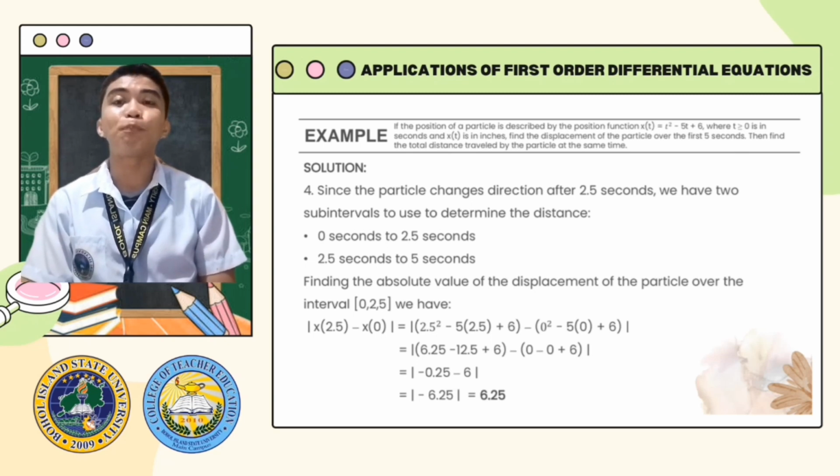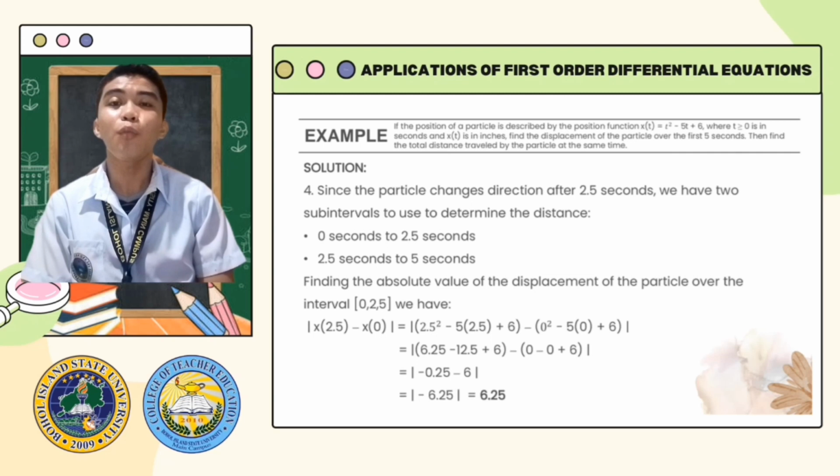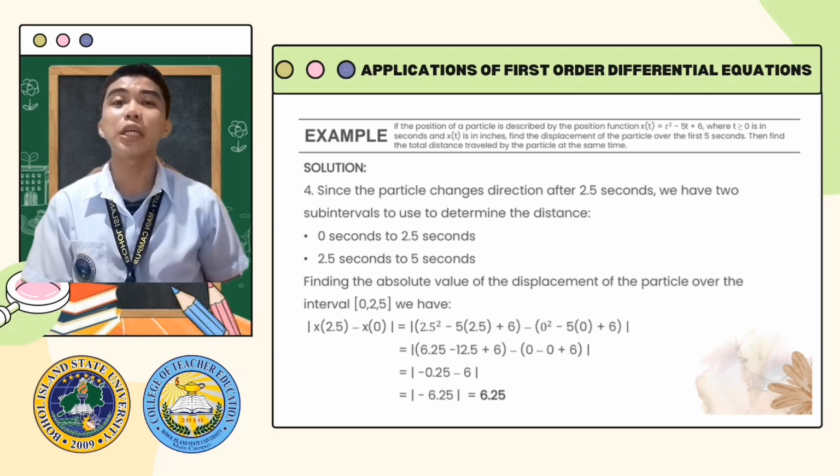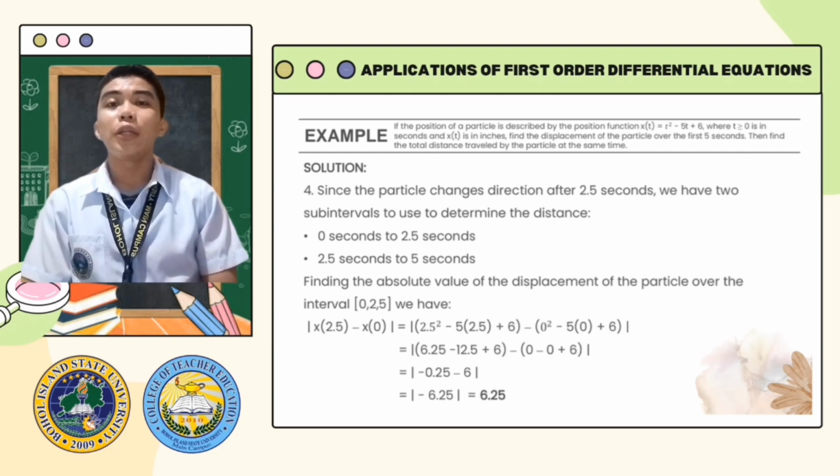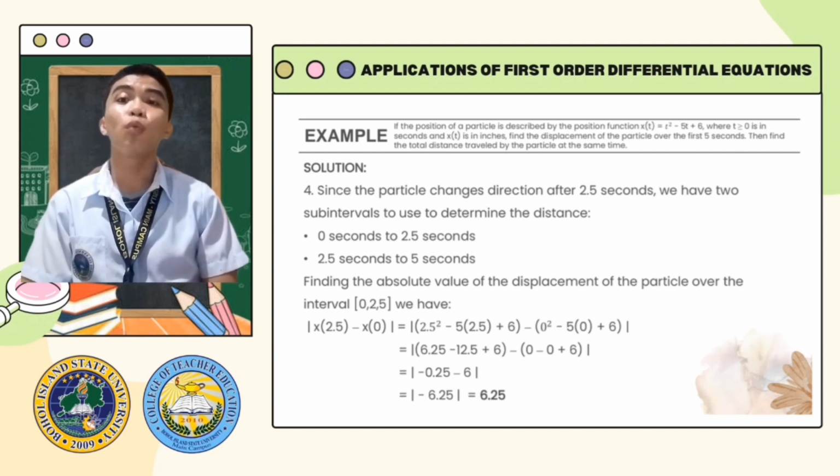Then solve. We get here the absolute value of negative 0.25 minus 6. So subtract, and we get the absolute value of negative 6.25. Therefore, the absolute value of x of 2.5 minus x of 0 is equal to 6.25. And this is the displacement of the particle over the interval of 0 seconds to 2.5 seconds.